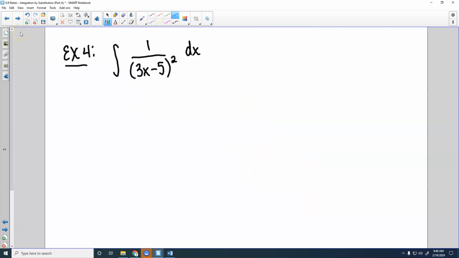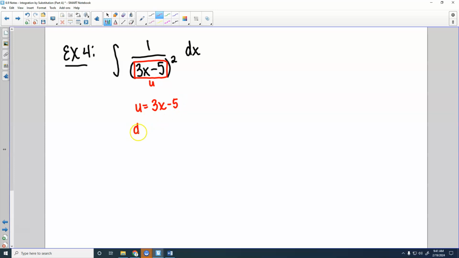All right, let's try this one. All right, what do you guys think the u is probably going to be in this problem? Probably 3x minus 5. This inside stuff is usually our u. So u will be 3x minus 5.